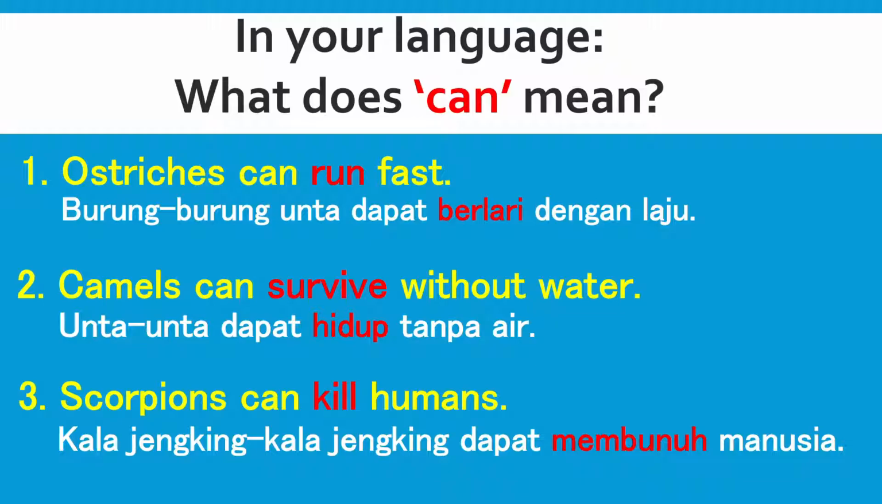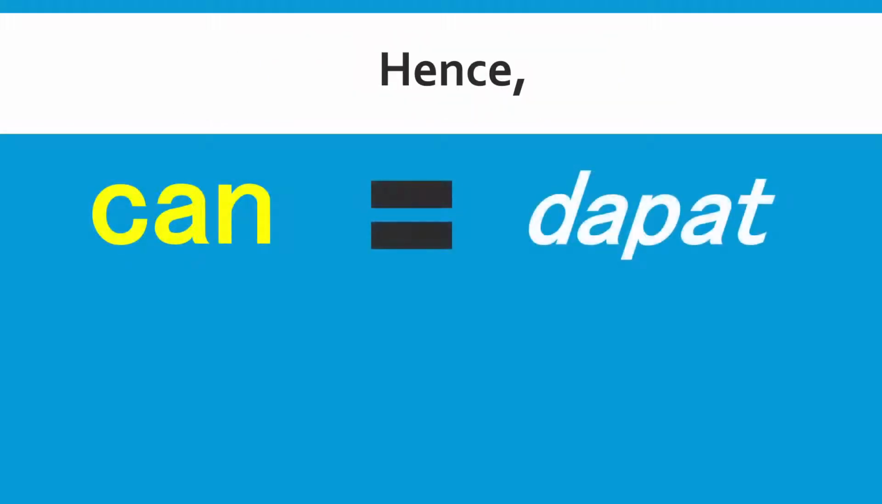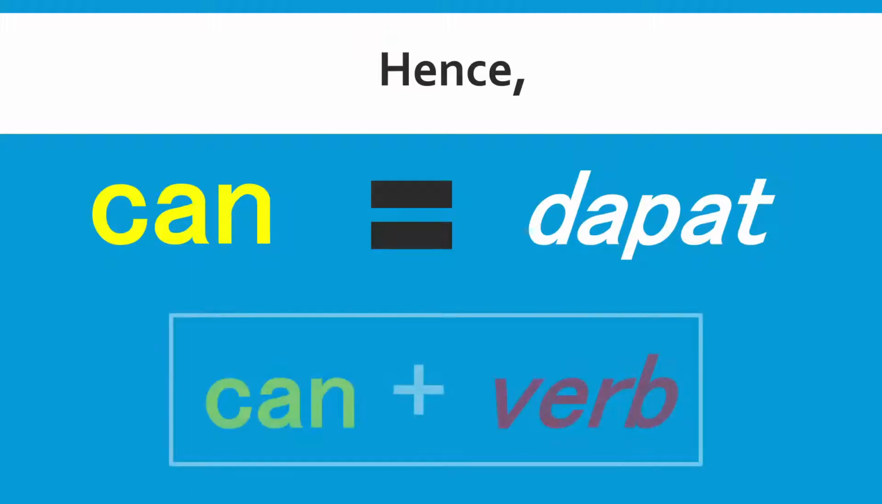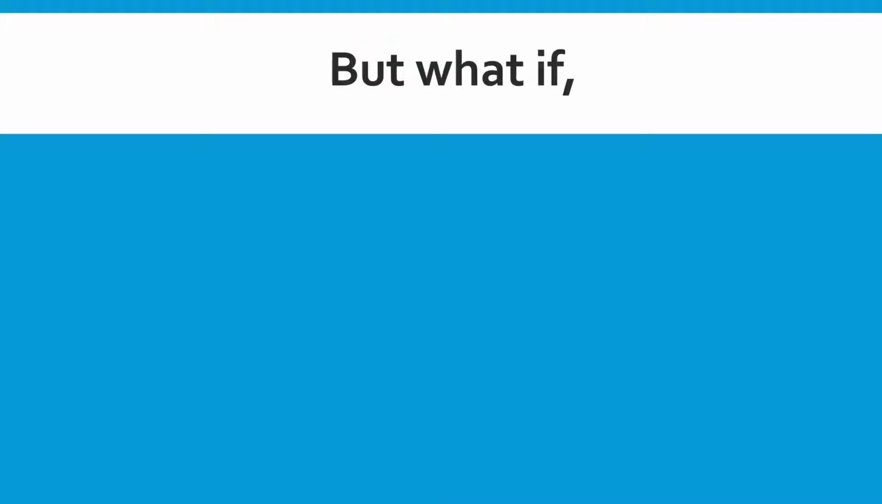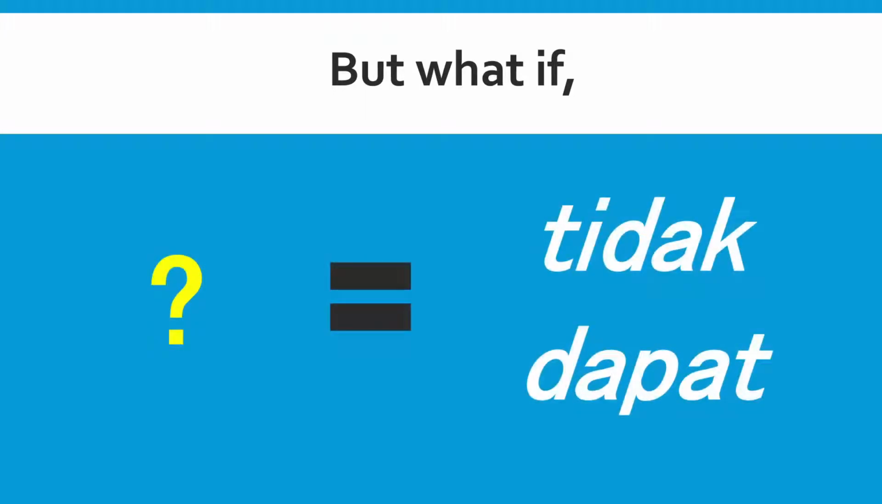What can you imply the meaning of the word can based on the translation here? It means dapat. But bear in mind, class, when we want to use the word can, it must be used together with a verb, and this verb must be in root form. In BM, root form means kata akar. So we have learned that can means dapat. But what if tidak dapat? What does tidak dapat mean in English?